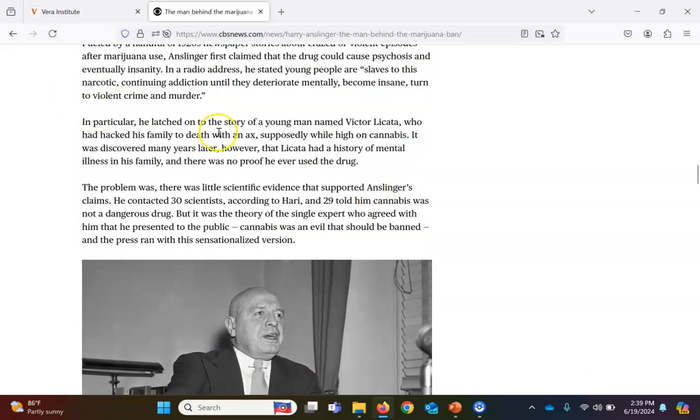In particular, he latched onto the story of a young man named Victor Licata, who hacked his family to death with an axe, supposedly while high on cannabis. It was discovered many years later that Licata had a history of mental illness in his family, and there was no proof he ever used the drug.